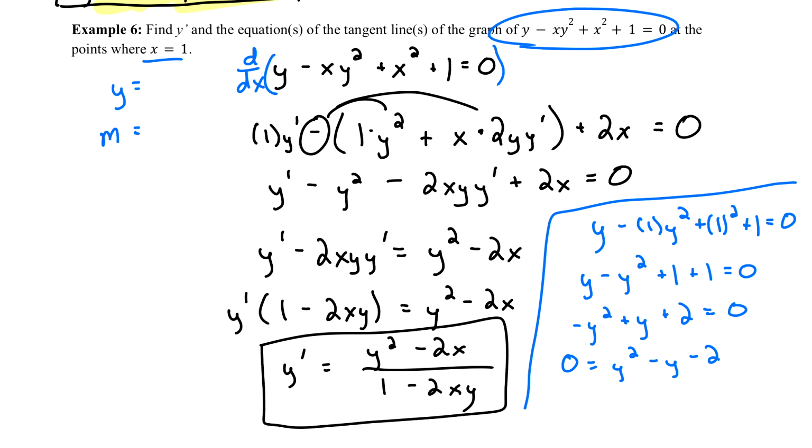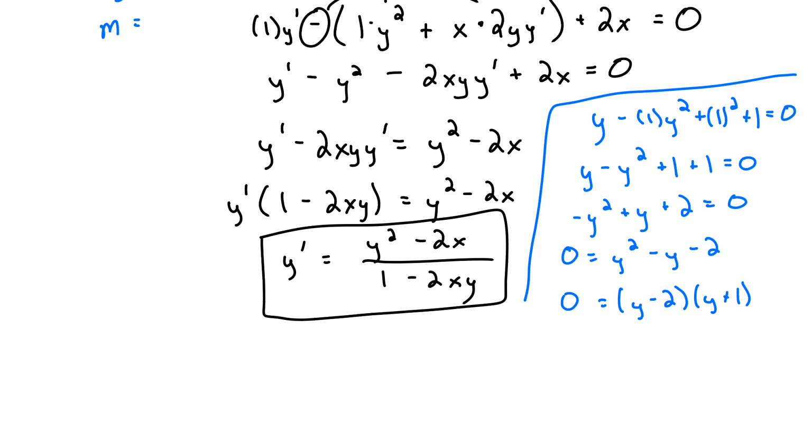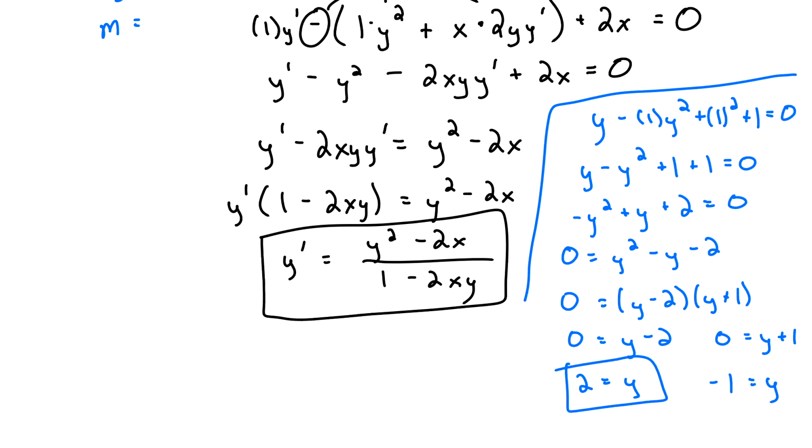And now I can factor that right-hand side. So let's see. Two numbers that multiply to be negative 2, add to be negative 1. That should be y minus 2 times y plus 1, all equal to 0. So that means 0 is equal to y minus 2, which means one of my y values is 2. The other one, 0 equals y plus 1, means y must be negative 1. So I've got two different y values here, 2 and negative 1. Both of them, though, we said our x value was 1.